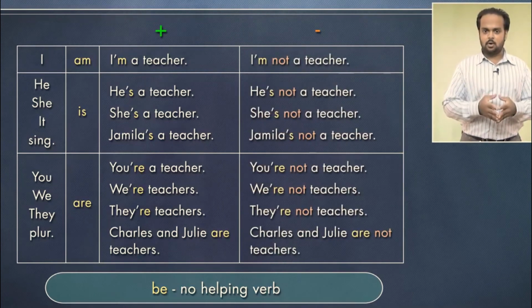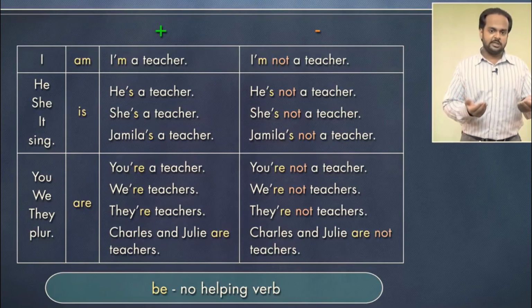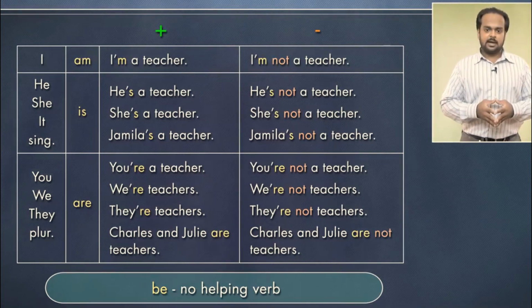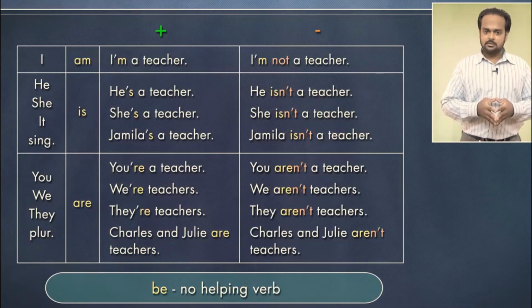You can see this now. I'm not, he's not, she's not, you're not, we're not, and so on. Sometimes you will see the forms isn't and aren't. This is especially true with plural nouns. This is also correct. Alright, keep these rules in mind when making sentences with be.